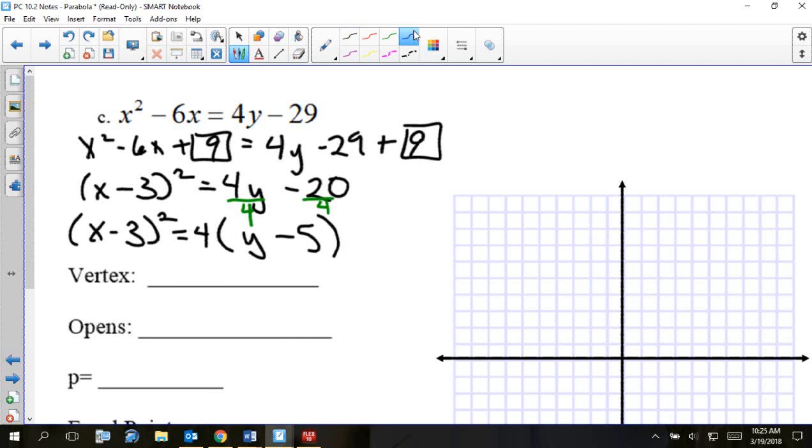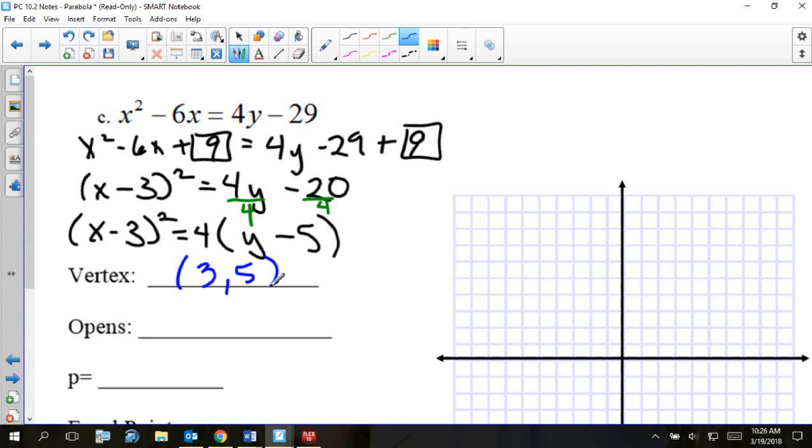You can write your center from HK. Just make sure that your vertex, I keep calling it the wrong thing. Your vertex has to be the x value, then the y value, which seems easy right now, but when it's like y squared, when they're switched, it's easy to make mistakes. Take your time to think about that.